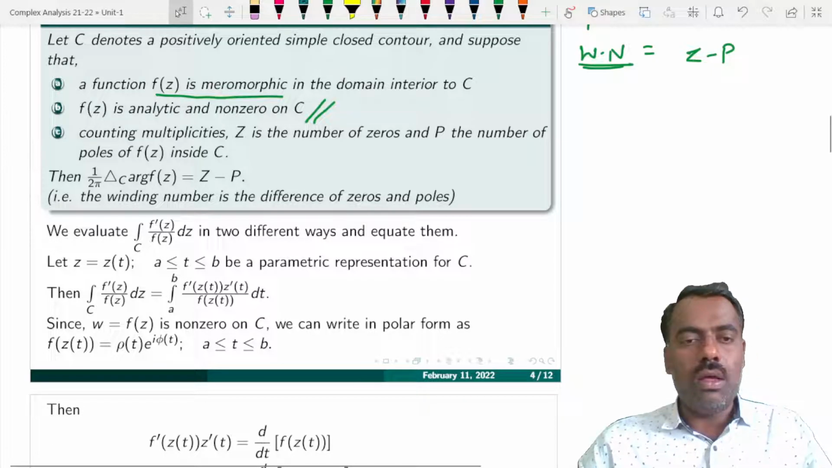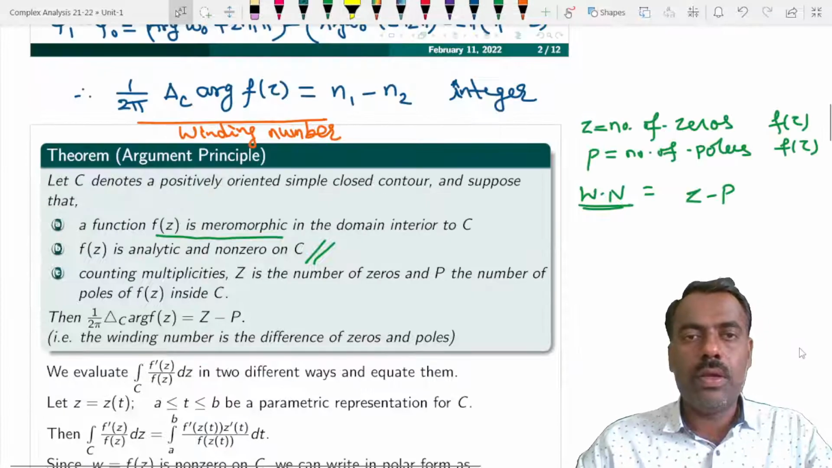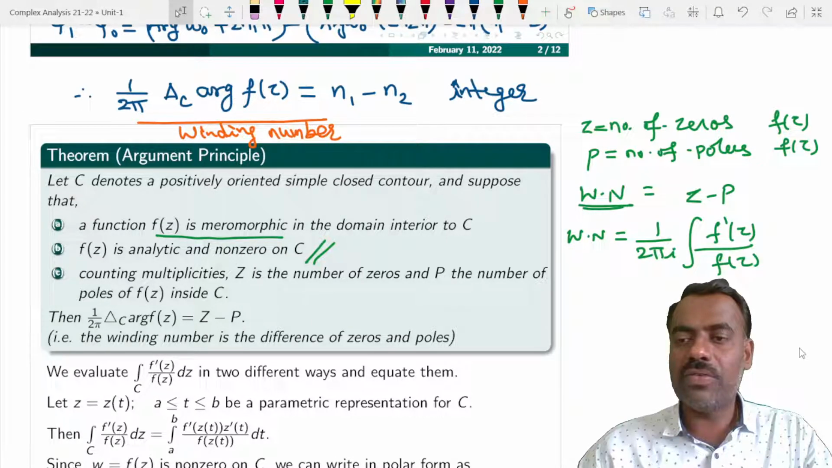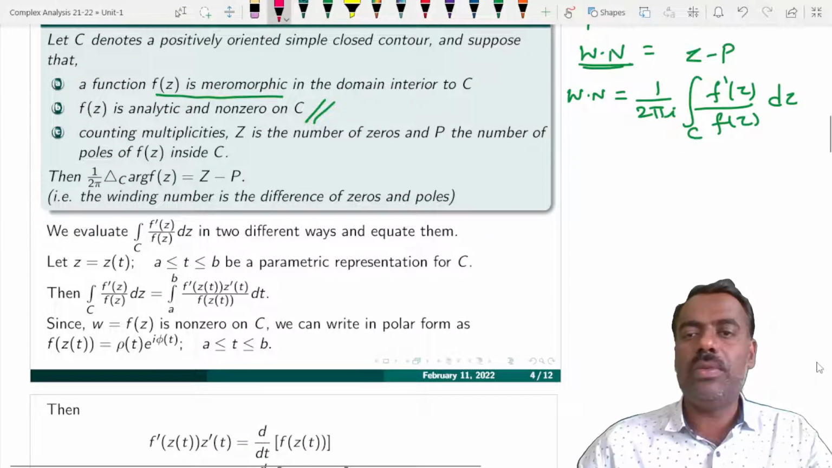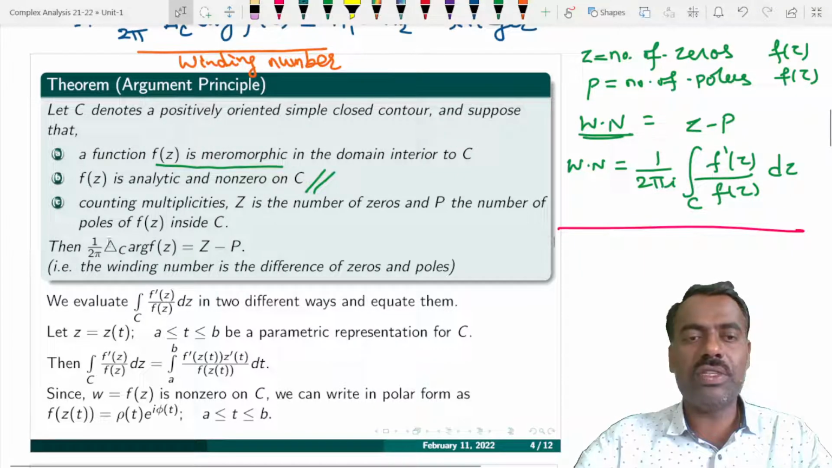The idea is we will show that this winding number is nothing but 1 by 2 pi i times the integration of f dash of z upon f of z dz over C. We will try to prove this. The idea is to evaluate this integral. On one side we get the difference of arguments, and on the other side we get Z minus P, so that they are equal.